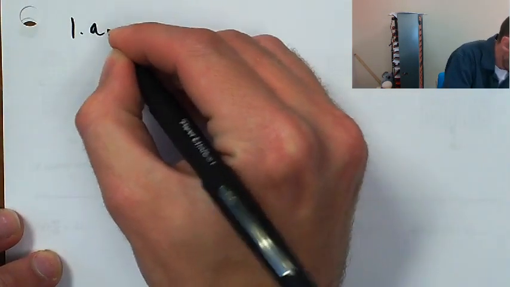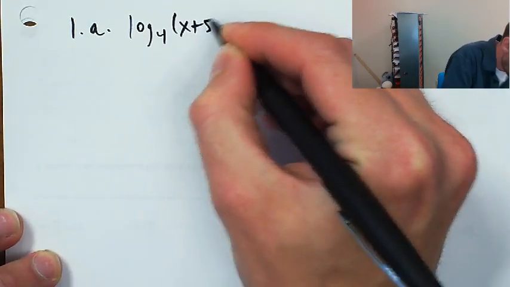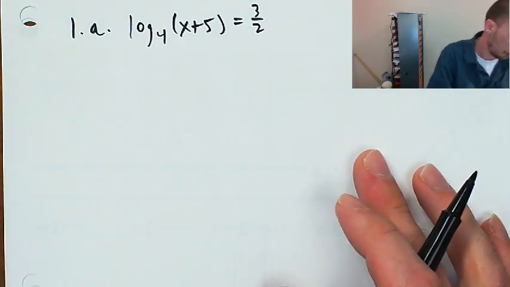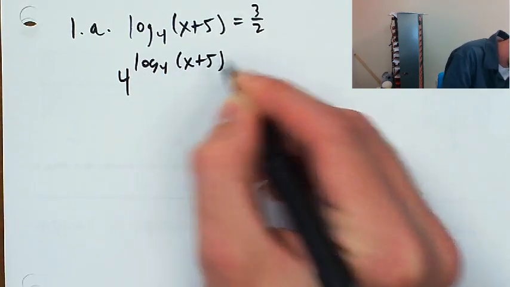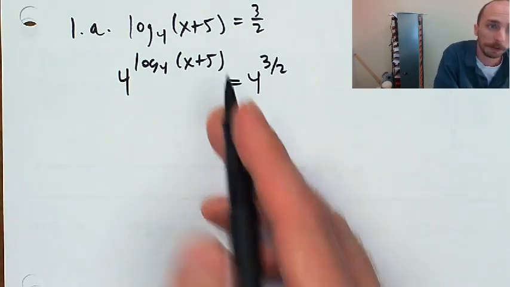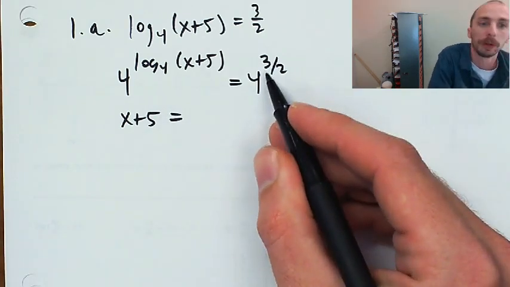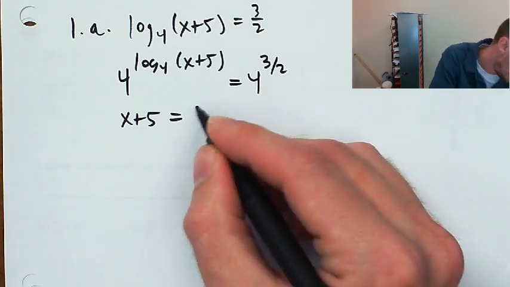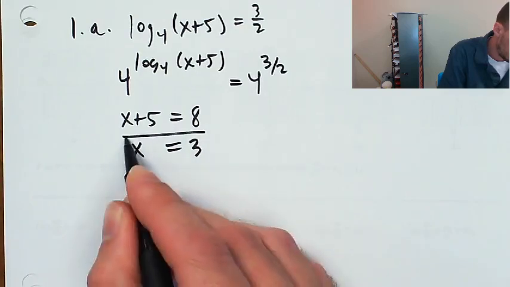So 1a, log base 4 of x plus 5 equals 3/2. Okay. So I'm going to take 4 to both sides power. Okay. And this will give me x plus 5 on the left side. And on the right side, I'll have 4 to the 3/2. So I'm going to take the square root of 4, and that's 2. I'll take that to the third power. I'll have 8. I'll subtract 5 from both sides, and I'll get x equals 3.